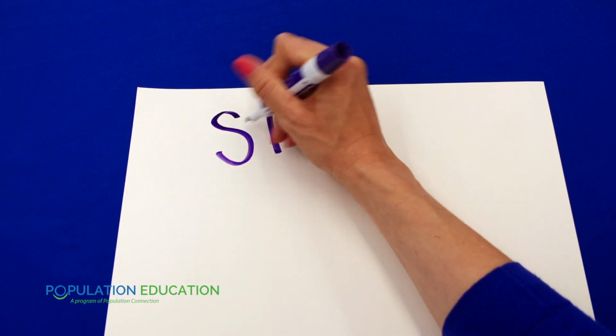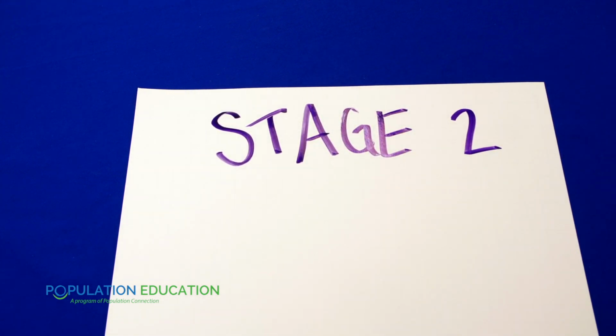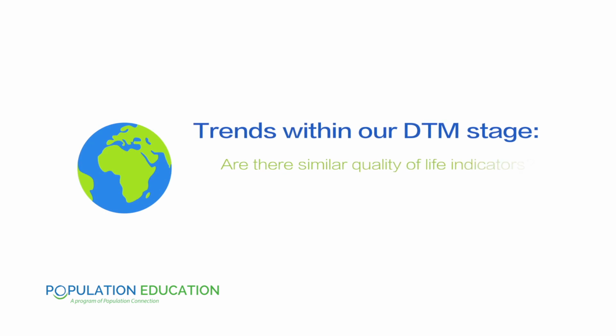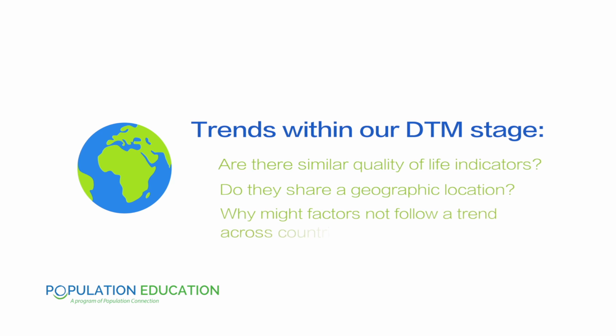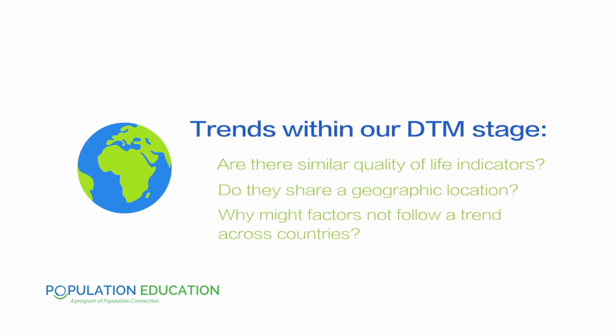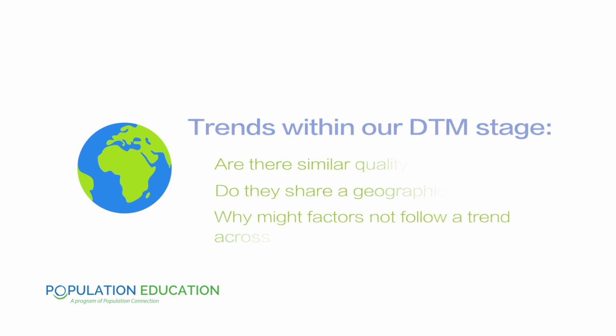Once DTM stages have been determined, you'll have 4 pieces of flip chart paper around the room that are marked with DTM stages 2 through 5. Students should move in front of the DTM stage that best represents their country. In these DTM groups, students discuss the trends they notice in all of their countries. Are there similar quality of life indicators? Do they share a geographic location? What about factors that don't follow a trend across countries? Why might that be the case? Students should record their ideas on the flip chart paper.